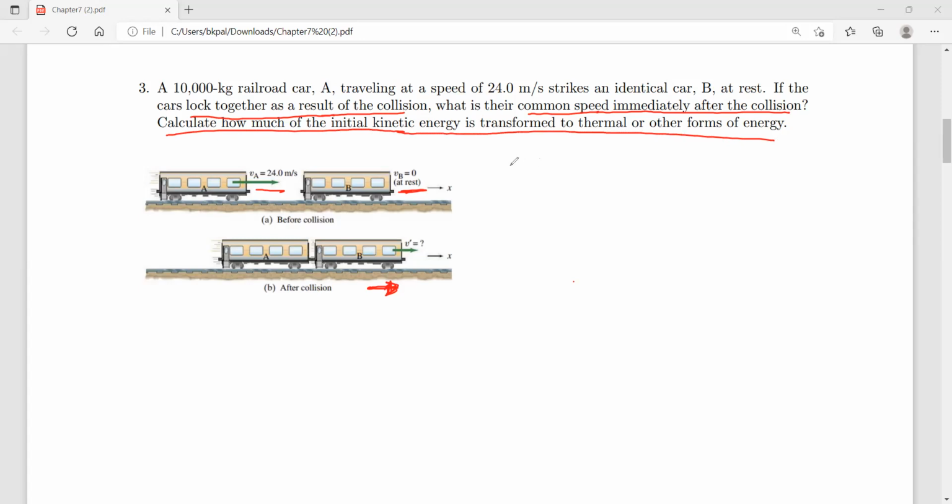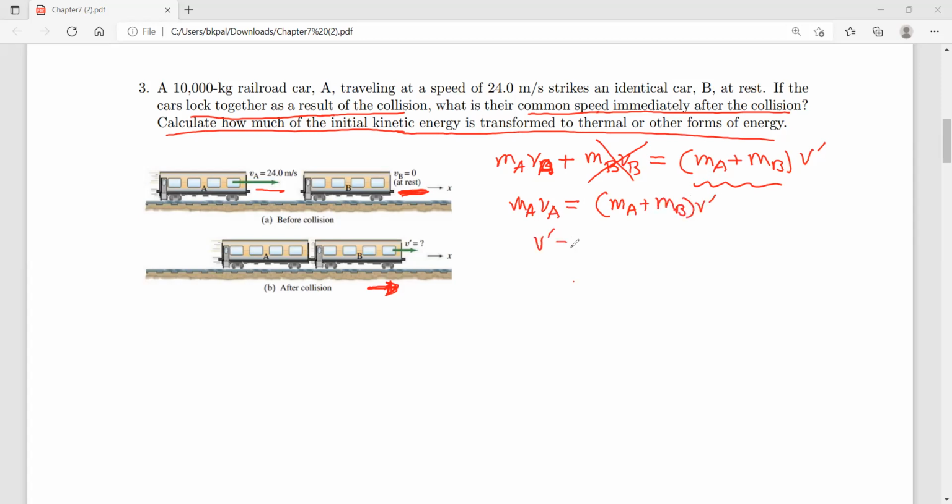Similar to the last problem, you can write down the conservation of momentum as this. So this will be MA VA plus MB VB equal to MA plus MB V prime. Because they stick together, after collision I just write them combined. But VB is 0, right? Because the car B is at rest. So the equation is very simple now: MA VA equals MA plus MB V prime. If you solve this equation for V prime, it gives you this.